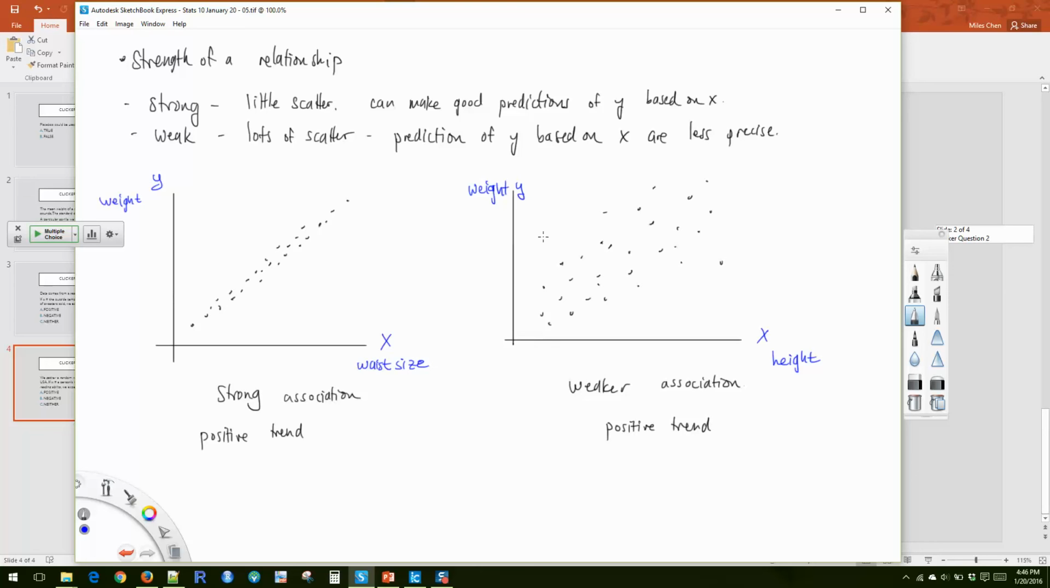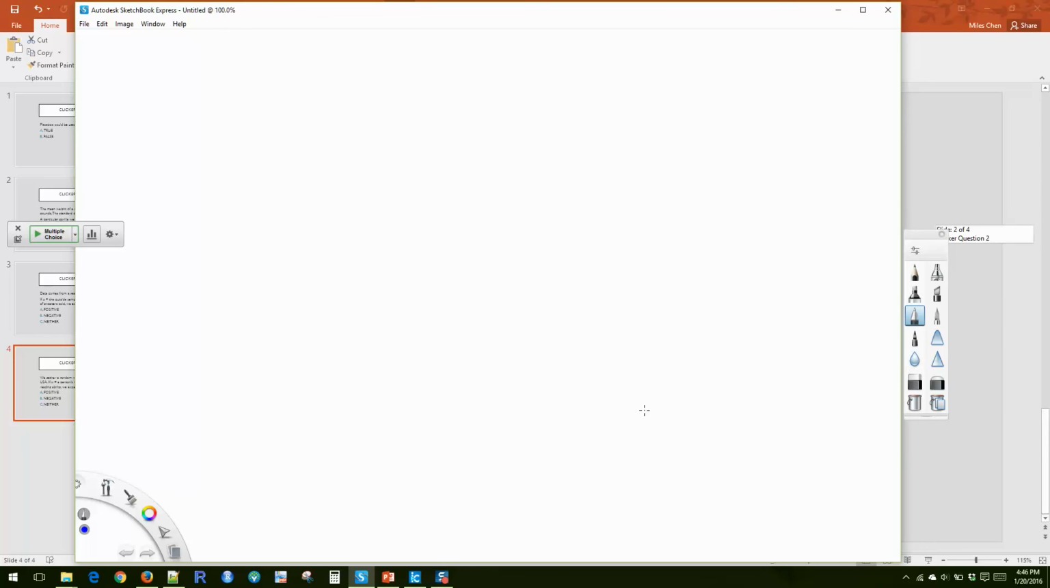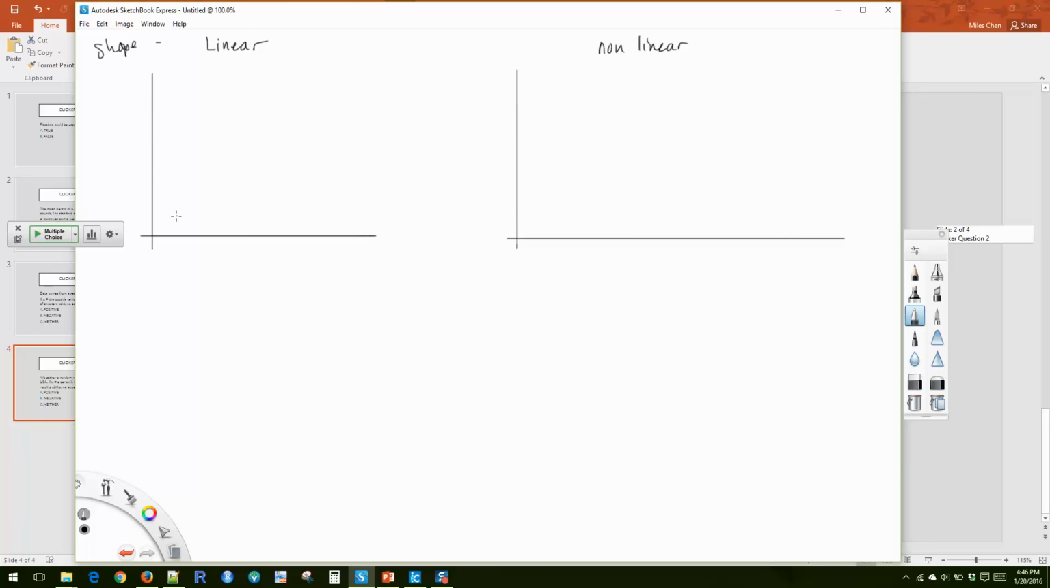Okay. But anyway, we've got strong association and weaker association, and it can apply to positive or negative relationships. And lastly, we have the shape of a relationship. For this class, we will only consider linear or nonlinear. Now you can take an entire course devoted to the topic of regression. But what linear means is that the trend overall, whether there's lots of spread or not, a straight line can kind of describe the relationship between x and y.